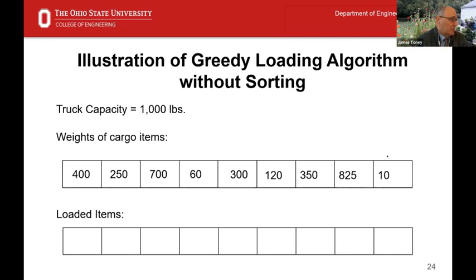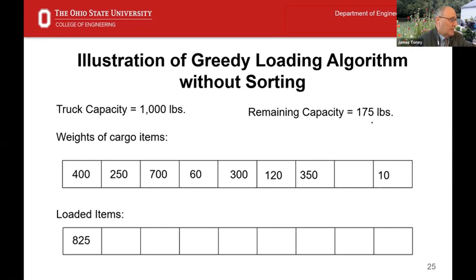All right, so now here's our list of weights, not sorted. What this means is now we're going to have to look through the whole list each time and pick out the heaviest remaining one that fits on the truck. All right, so we look at this list. We ask, what's the heaviest one that's less than our remaining capacity of 1,000 pounds? And that's the 825. So we load that.